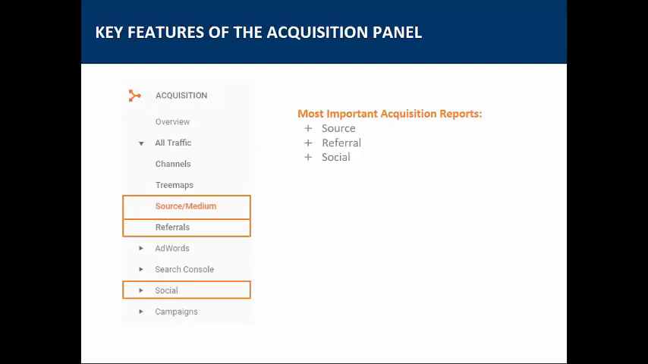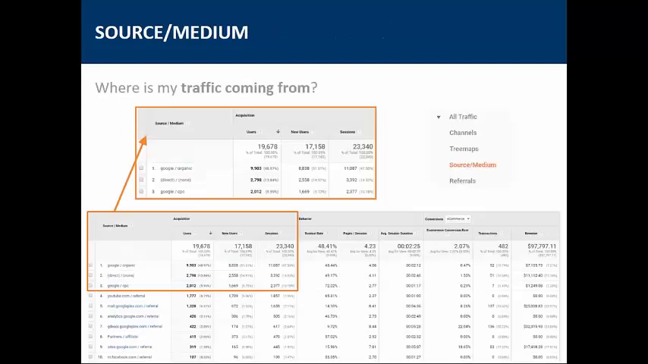So AdWords is a big section of this acquisition panel, but since it really deserves its own webinar, I wanted to walk through the three most important reports from here: source, referral, and social. So the source medium report shows us what's driving our traffic over time and what users do after they get to the website. And as a quick refresher here, paid CPC traffic, those are the sources you get from paid sources like AdWords. Organic you get from search.